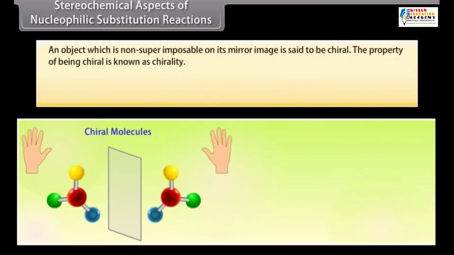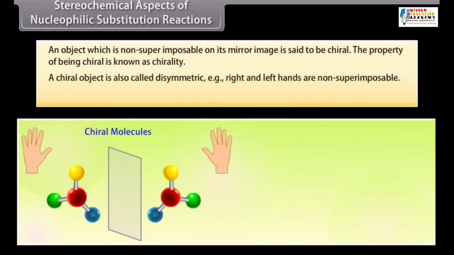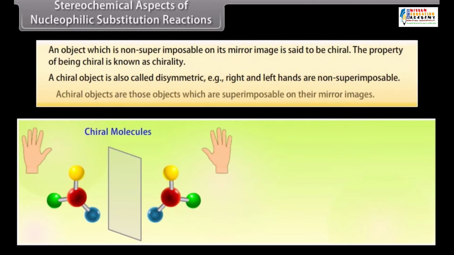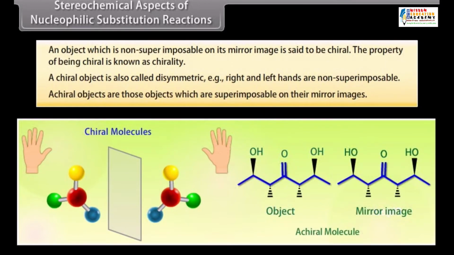An object which is non-superimposable on its mirror image is said to be chiral. The property of being chiral is known as chirality. A chiral object is also called dissymmetric. For example, right and left hands are non-superimposable. Achiral objects are those objects which are superimposable on their mirror images.